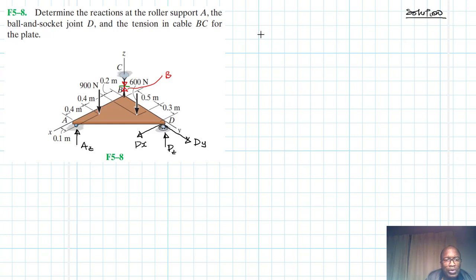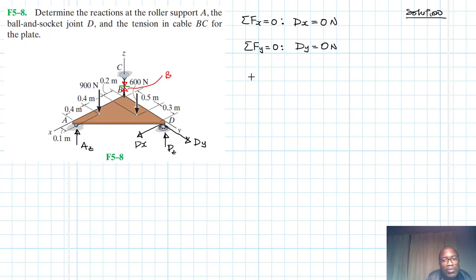All right, so let's start with the summation of forces in the x direction equal to 0. What do we have? In the x direction, we have dx equal to 0. There's only dx. Then we have summation of forces in the y direction equal to 0. Again, we only have dy equal to 0. 0 what? We say 0 newtons, right? So that is complete.